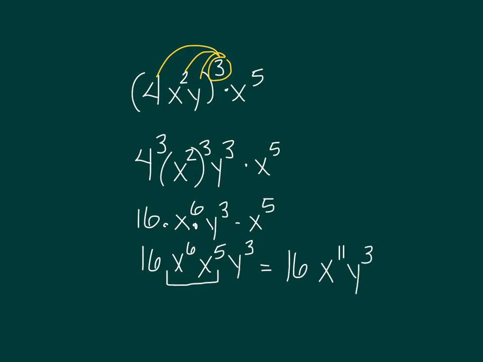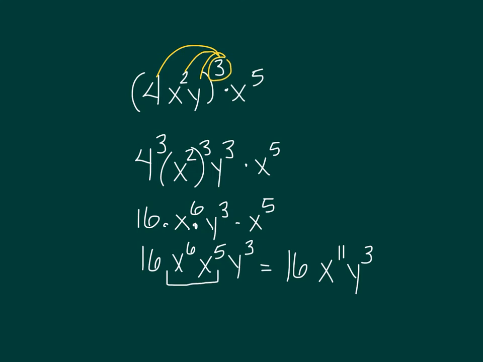Now we're done, and the way we know we're done is we only have one big number, one coefficient. We only have one x and we only have one y, so there's nothing else really that we can do, and so this problem is finished.